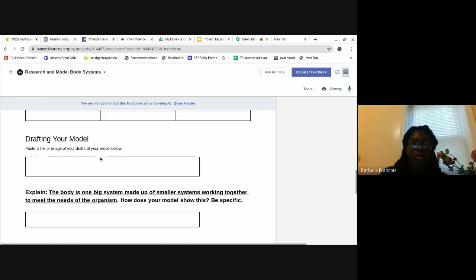And here you need to draft a model of your system.